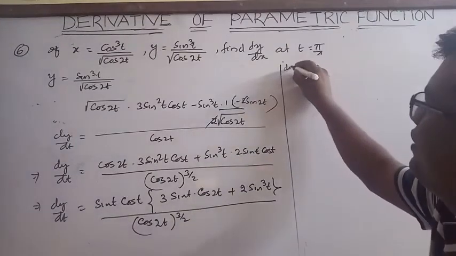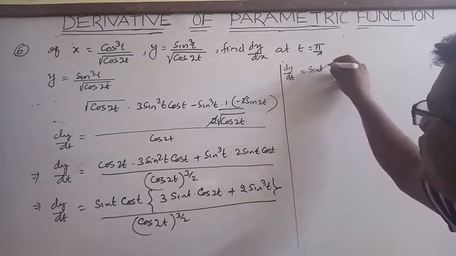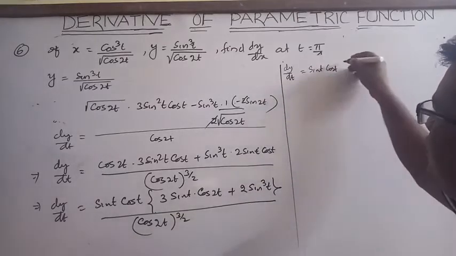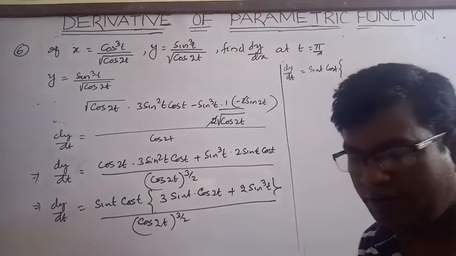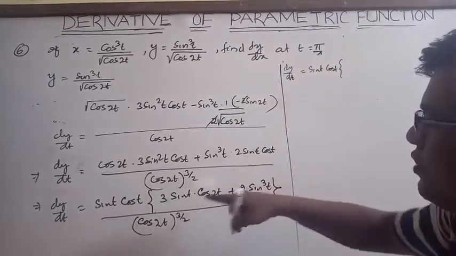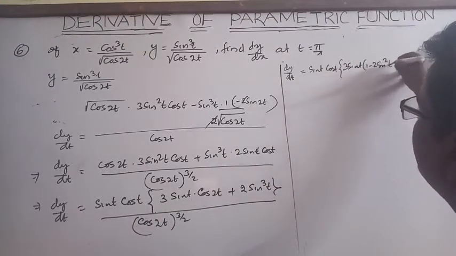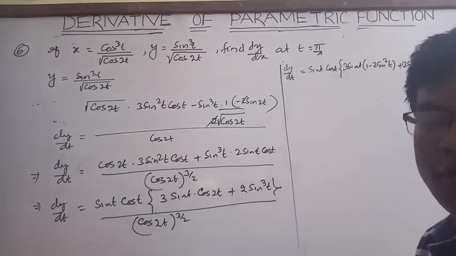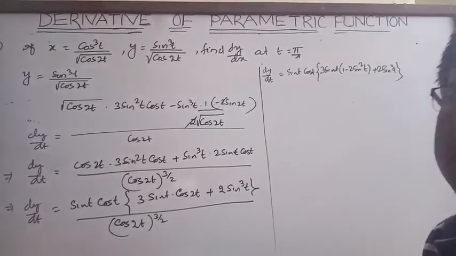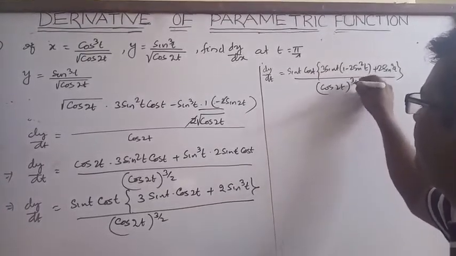dy by dt is equal to what? sin t into cos t, and this is equal to sin t into cos t, 3 sin t into 1 minus 2 sin square t plus 2 sin cube t, divided by cos 2t power 3 by 2.